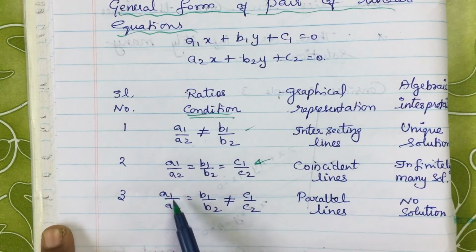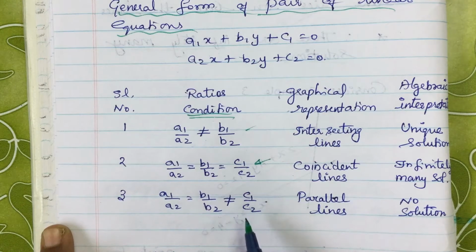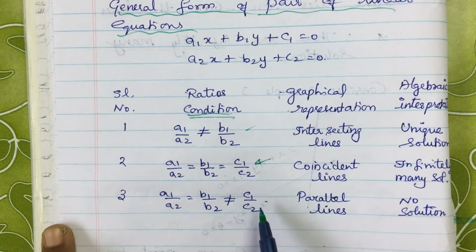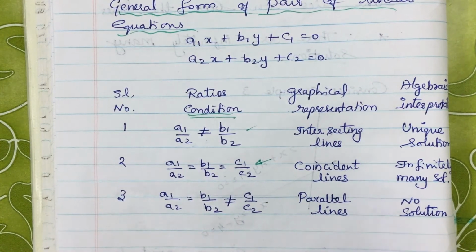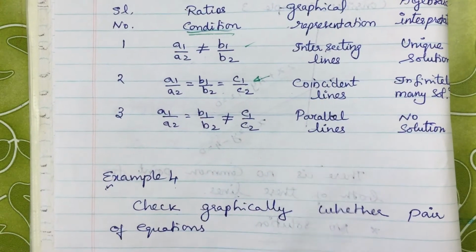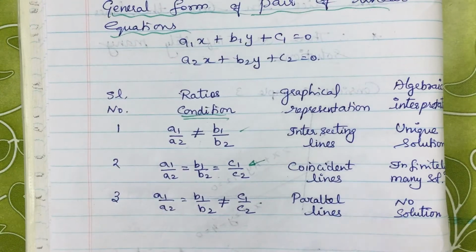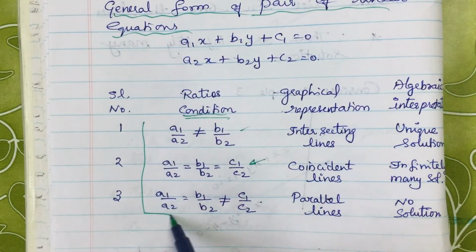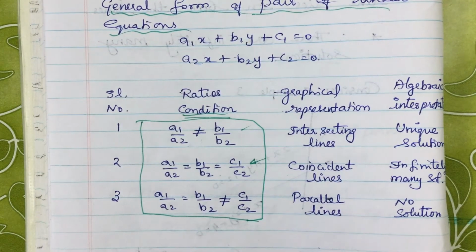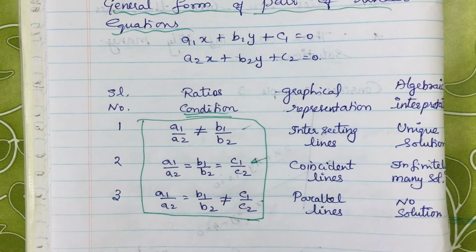Then you find the ratios a1 by a2, b1 by b2, c1 by c2, and if you find a1 by a2 is equal to b1 by b2 and this b1 by b2 is not equal to c1 by c2, then you can say the lines are parallel and they don't have solutions at all, right? So these are the conditions. These conditions you have to remember while working out problems related to pair of linear equations, right?